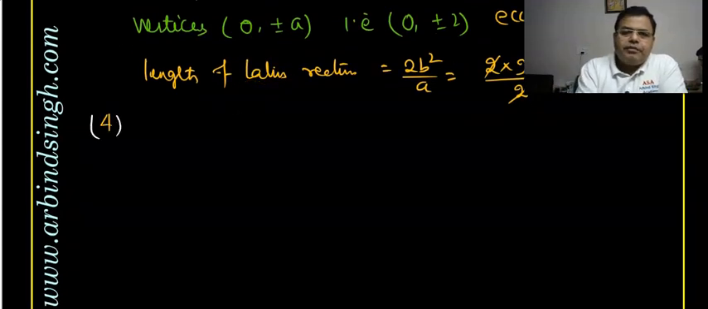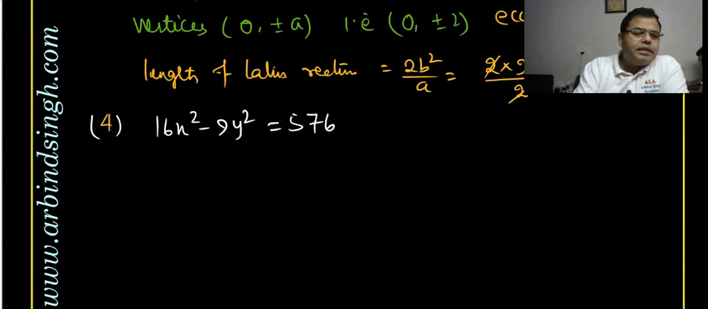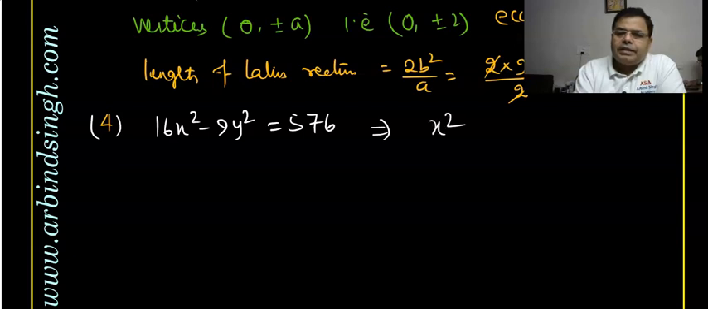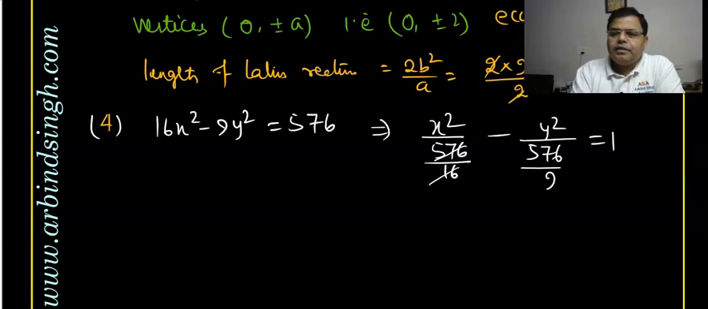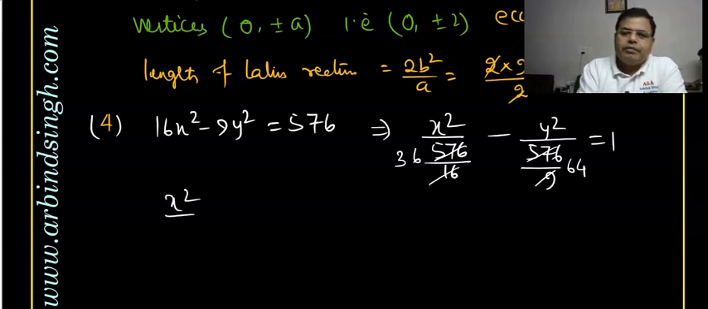Consider question number 4. Question number 4 is 16x square minus 9y square is equal to 576. This is the equation. So we can write this as x square upon 576 divided by 16 minus y square upon 576 divided by 9 is equal to 1. 16 times 36 is 576, and 9 times 64 is 576. So that can be x square upon 36 minus y square upon 64 is equal to 1.